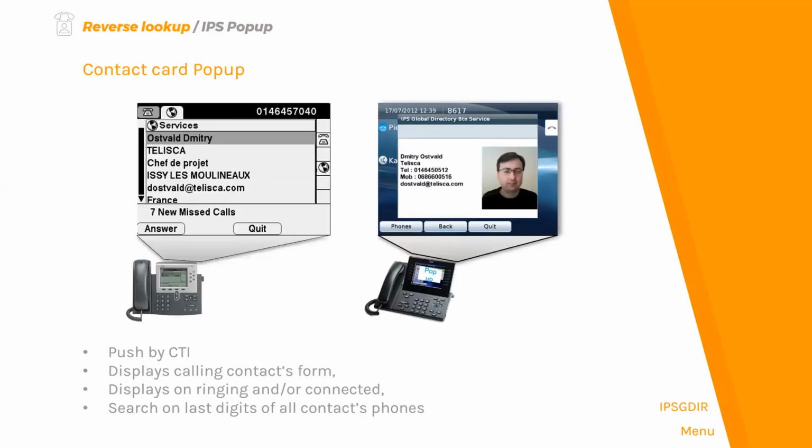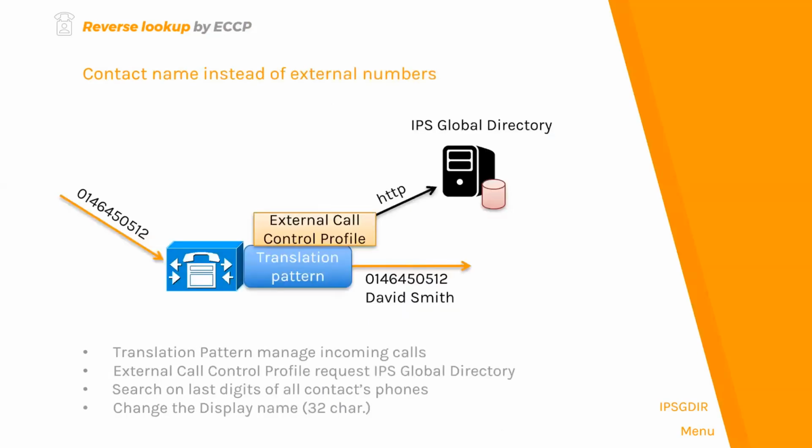With the CTI, we use a separate pop-up card. You can also use the ECCP method, which is available with Cisco Call Manager 10+. Within the ECCP option, and using a translation pattern, we can intercept the incoming call, and then rather than displaying the caller ID number once again, we can change the display to show the contact's company that they're calling from, and name and so forth.